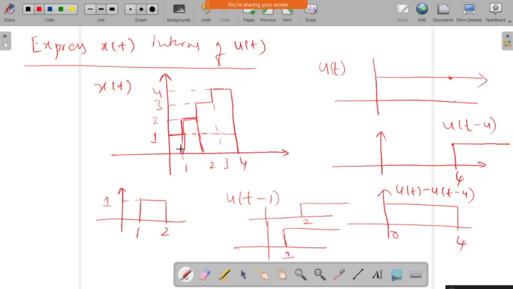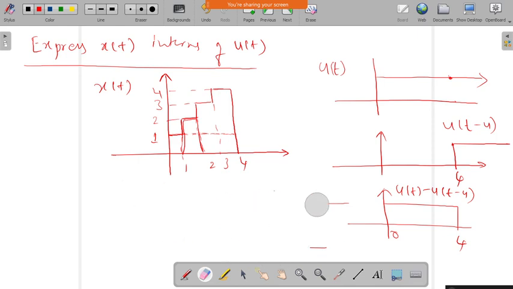Again, if I add those two signals, the amplitude value from 1 to 2 will be 2, and then it will decrease and give 4. Similarly, from 2 to 3 we need the amplitude value 3. Like that we need to go on doing the operations, and then we will get the resultant.